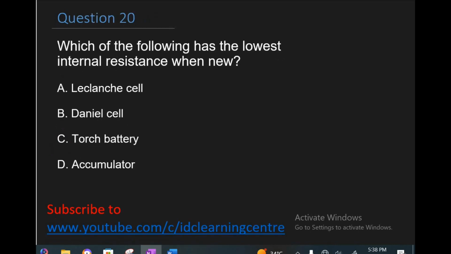Next question, 20. Question 20 says, which of the following has the lowest internal resistance when it is new? A. Leclanche cell. B. Daniel cell. C. Torch battery. D. Accumulator. The correct answer for this question is accumulator. Accumulator has the lowest internal resistance when it's new.